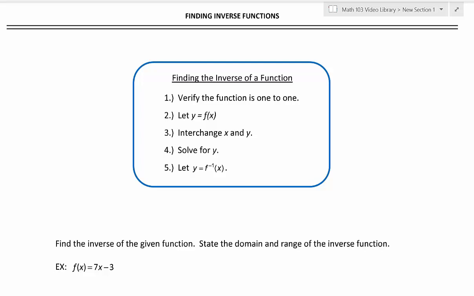In this video, we'll be finding inverse functions given a function. Since a function must be one-to-one to be eligible to have an inverse, the first thing we need to do is verify that the given function is one-to-one. We'll do this by drawing a picture of the graph and then seeing whether it passes both the vertical and horizontal line tests.